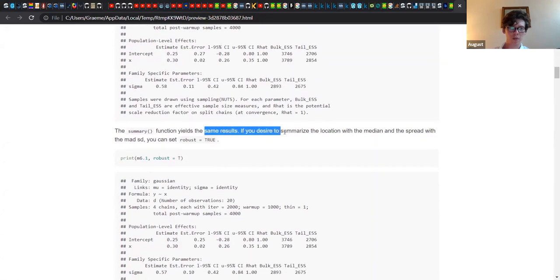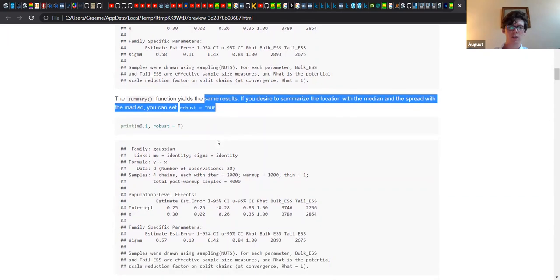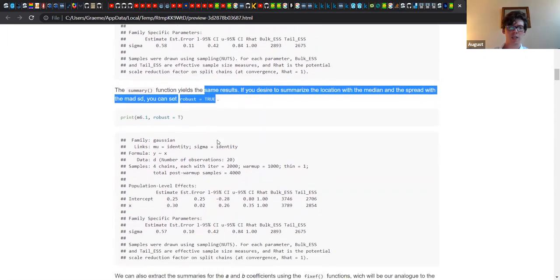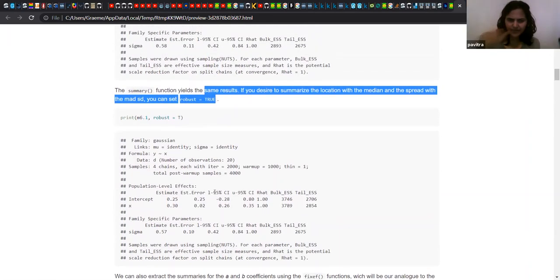yields the same result, but if you desire the summary to summarize the location of the median and the spread, MAD, you can set robust to true. All right, so this gives us the MAD instead. So just a variance in your thing.